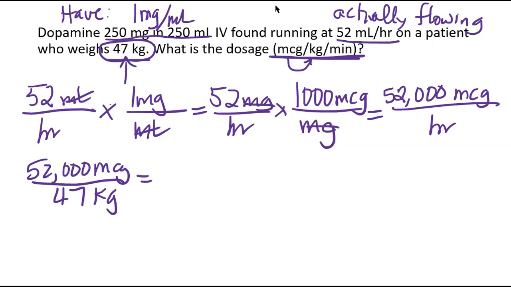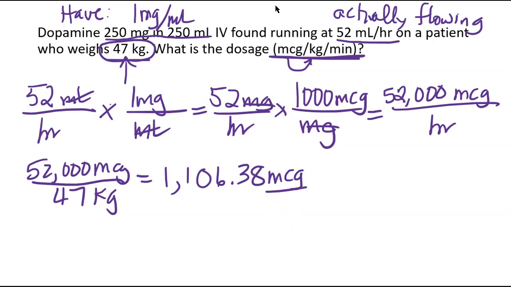52,000 divided by 47, which is 1,106.38. And that would be micrograms per kilogram. Okay, it's a lot. But now we've ignored hours, so we're still at hours. We still have to convert to minutes, but we did kilograms here. So we can assume now that this is micrograms per kilogram.